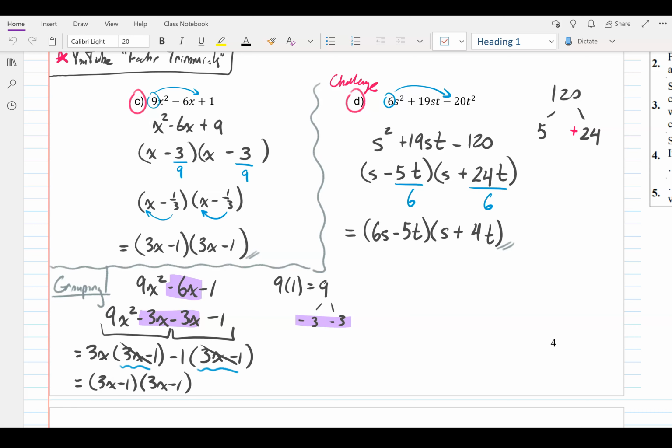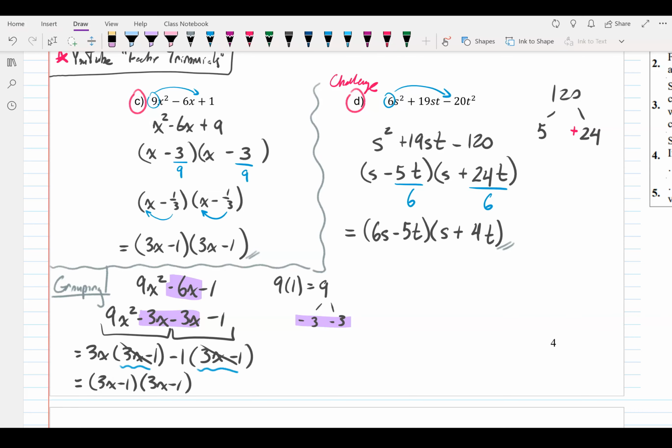We've actually already done this page, page 4. I just wanted to make a note that the last problem I assigned to you, this is the solution to that. So you can pause the video and see if you can get that.